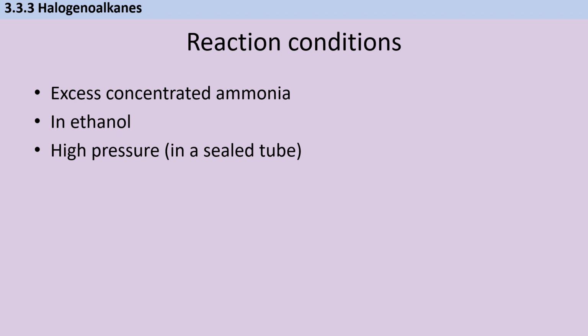Nucleophilic substitution with ammonia is actually a reversible reaction, and that means that unless you have a really dramatic excess of ammonia, which is going to shift your equilibrium to the right-hand side, it's very hard to get a pure product. You just get lots of your reaction mixture still in there. So it's really important to have excess concentrated ammonia.